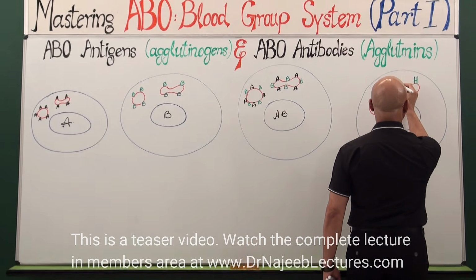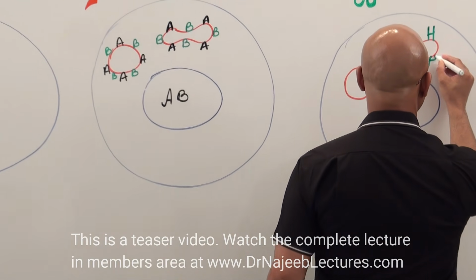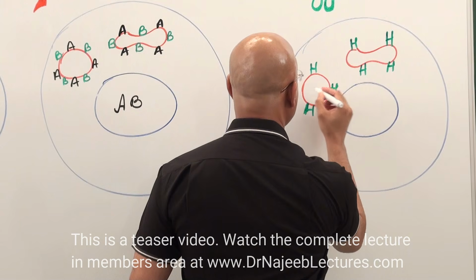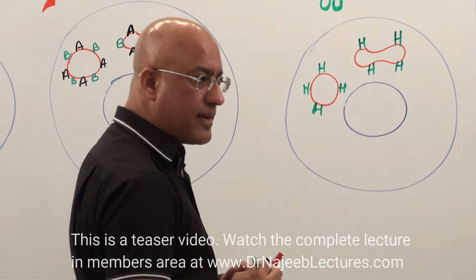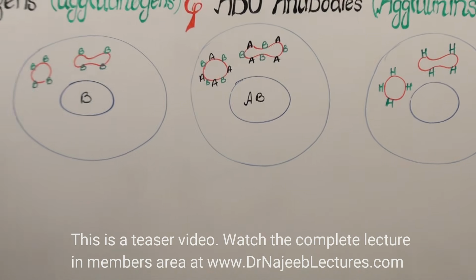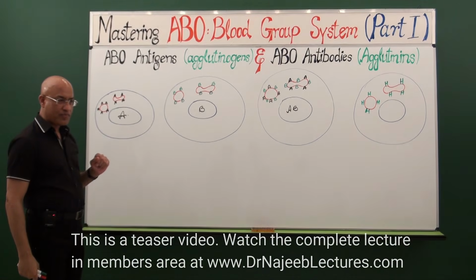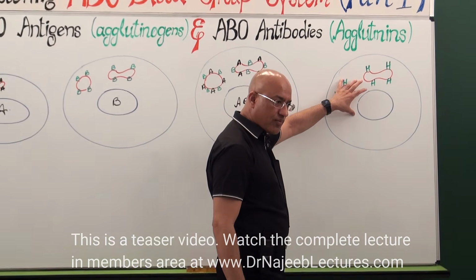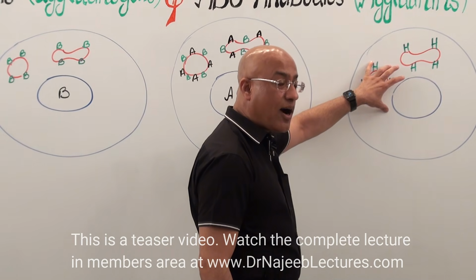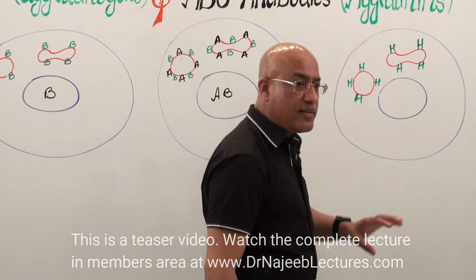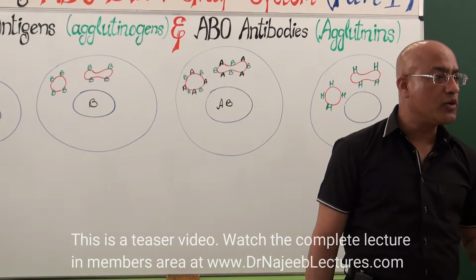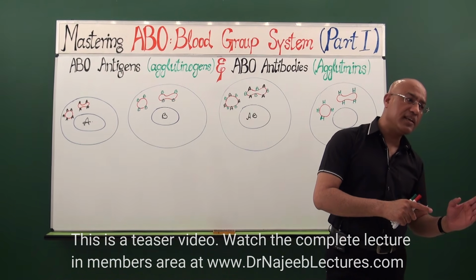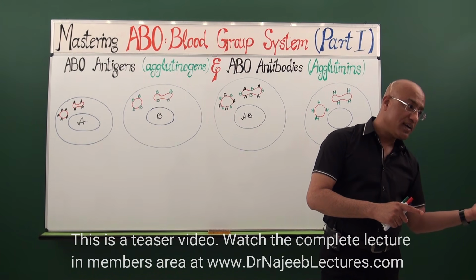H substance or H antigen. Now I need to explain. H antigen has a very, very intimate relationship with A antigen and B antigen. Let me explain. First of all, I will explain what is H antigen. Then I will explain how H antigen in the red blood cells is converted into A antigen in some people and converted into B antigen in some other people, right?